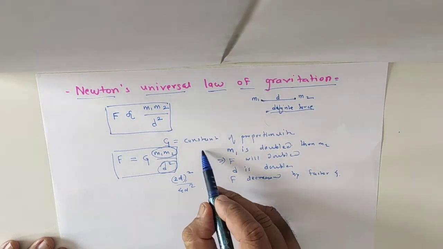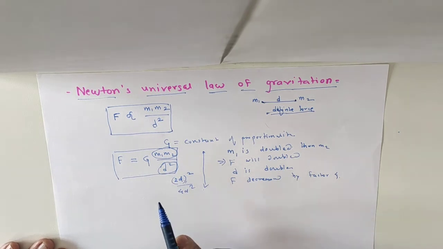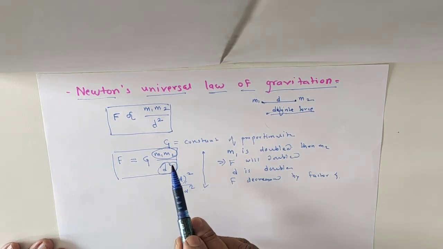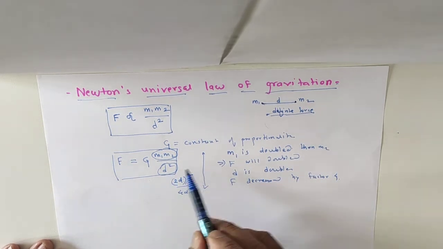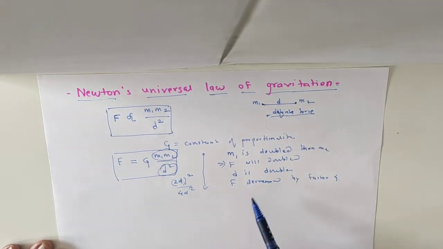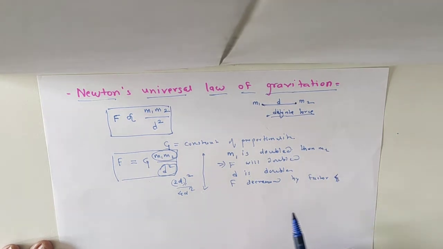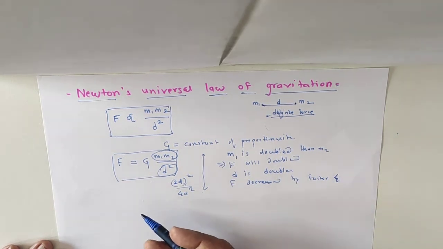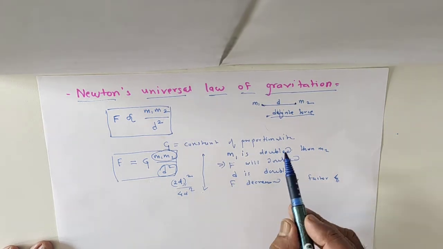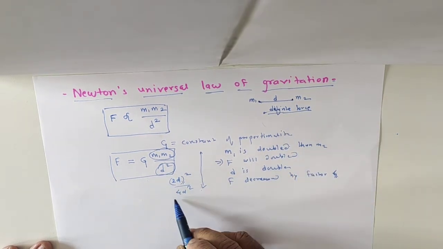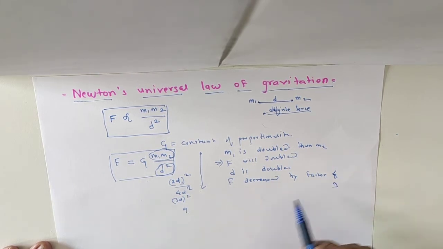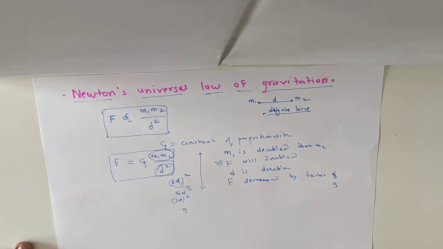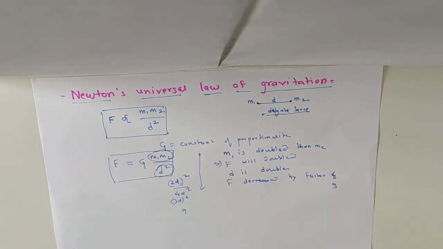This is somewhat mathematics regarding these calculations. What I say? If mass is doubled, then force will be doubled. But if distance is doubled, then force decreases by factor 4. In a similar way, if distance is tripled, then (3d) square means 9, means force decreases by factor 9. In this way, we can consider Newton's universal law of gravitation.